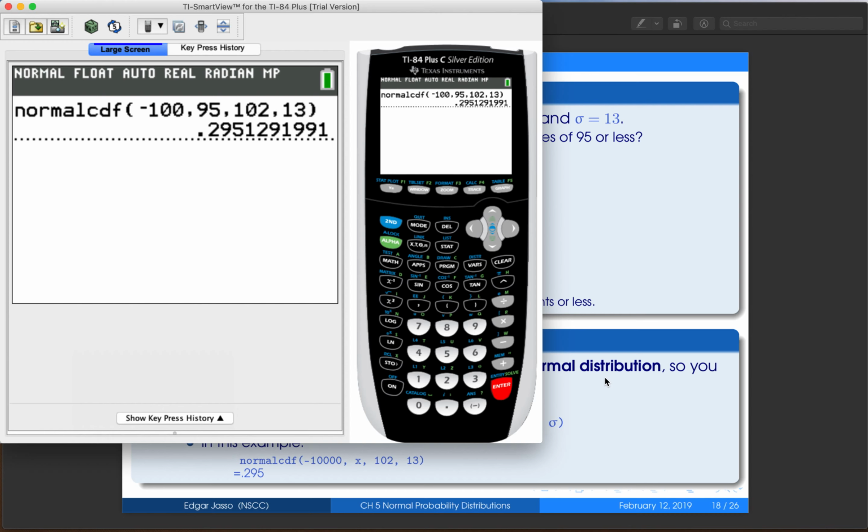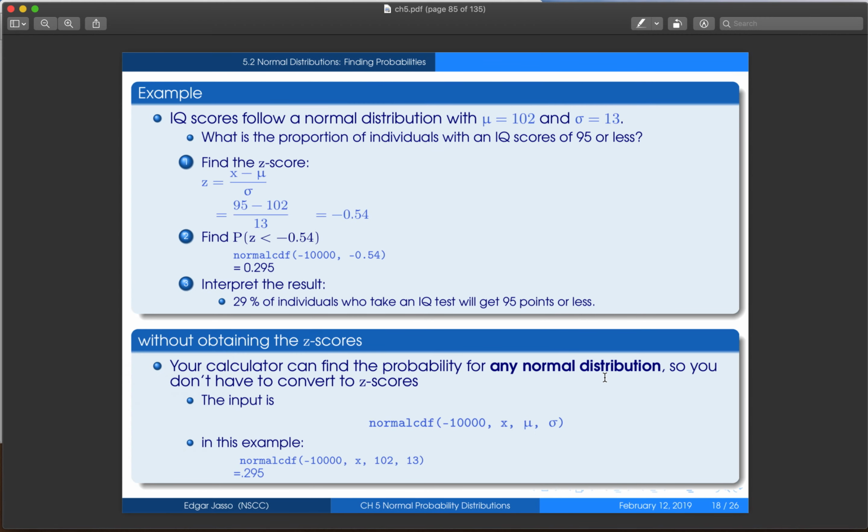Now, some problems in the book for the online homework might ask you to do it, because that's what it does. So be sure that you know how to do this method up here. But as a shortcut, you can always do this.